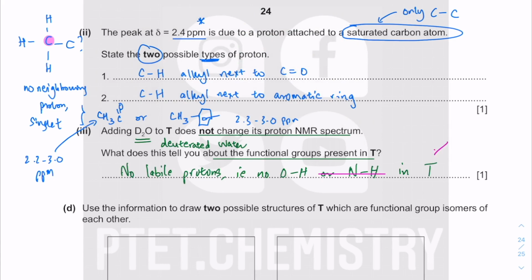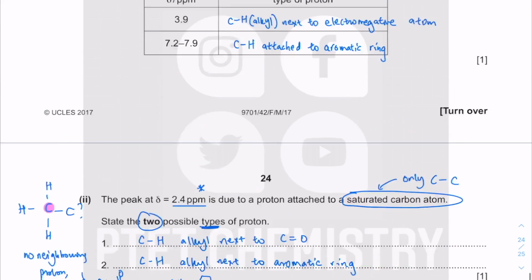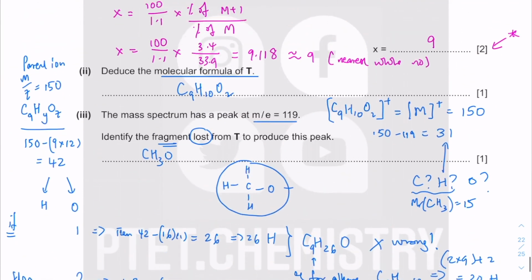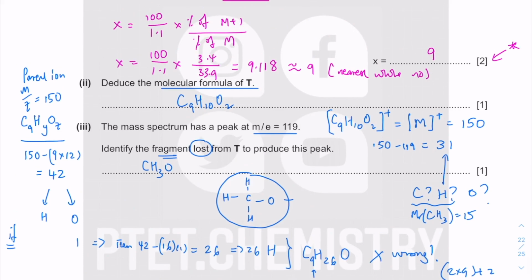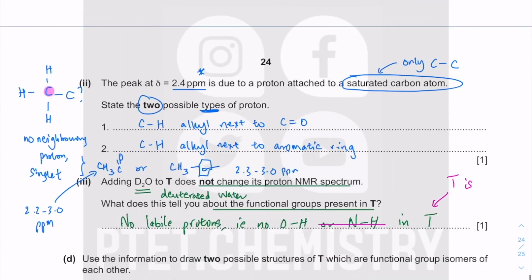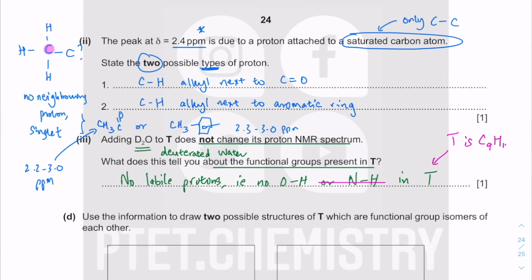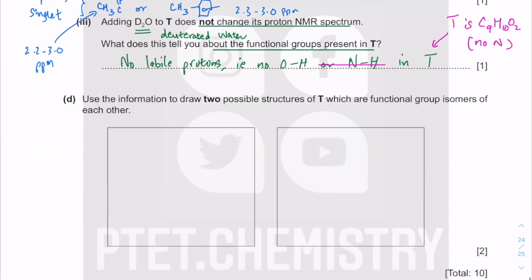Why? Because remember earlier in the question, what was T? T is C9H10O2, no nitrogen. So there's no point in me thinking about NH. So no OH applies in the context of T because of the particular molecular formula discovered earlier in the question. Okay, the end of the question now.